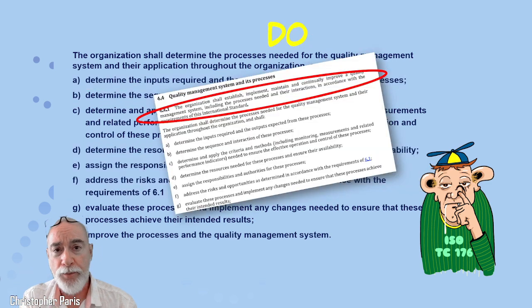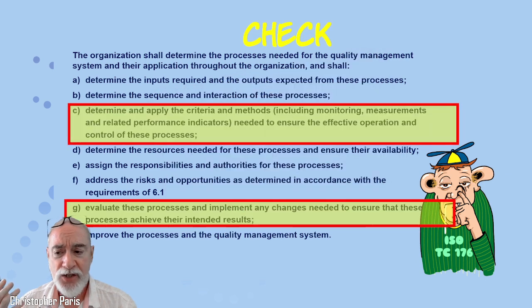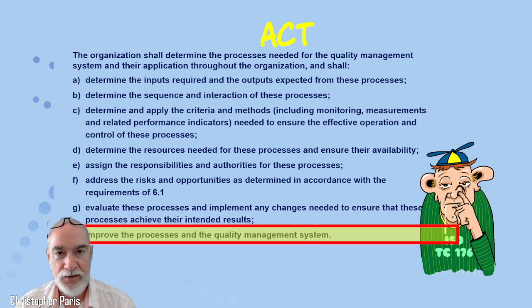Then now you're going to go do the processes. That's not in this bullet point list, but it's instead back in 4.4.1 where we said before. It says actually create a management system and implement it based on your processes. Okay, so you do it. Then you come back and check, and we see bullet point C says you're going to determine and apply the criteria and methods needed to ensure the effective operation of the processes. That's checking. And G, evaluate these processes and implement any changes needed to ensure that these processes achieve their intended results. So C and G are the check part, and then act is H. Improve the processes over time and the quality management system.